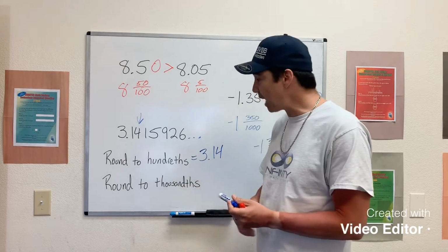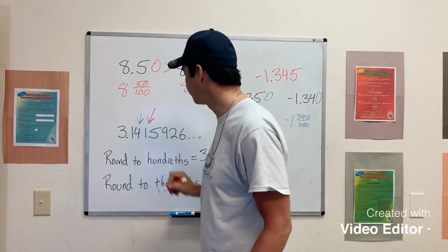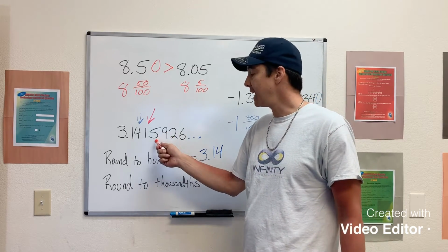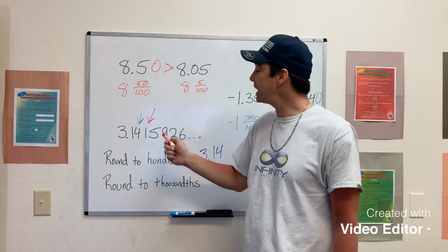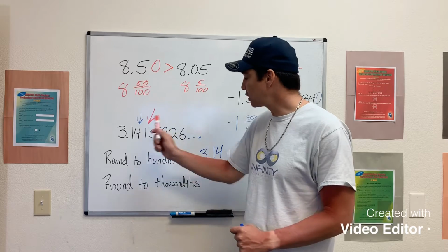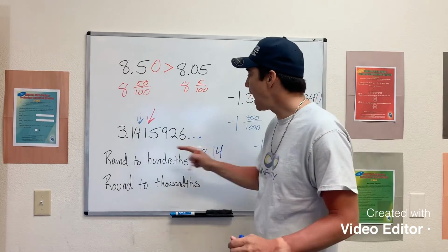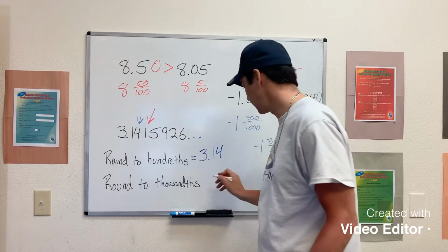If I round to the thousandths, I need to find the thousandths place. Then I look at the next number. It is not 0, 1, 2, 3, or 4, so I do not leave it alone. It is 5, 6, 7, 8, or 9, so I round it up. So in order to round pi to the thousandths place, I make this 3.142.